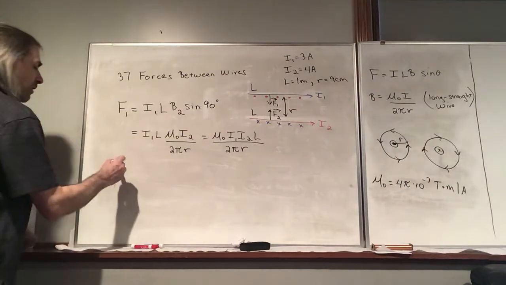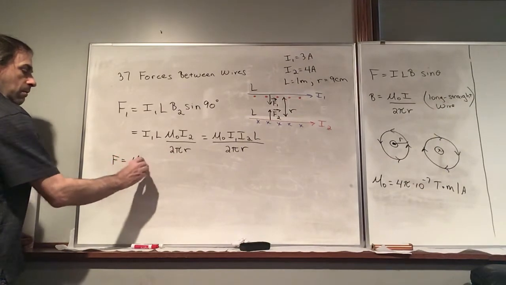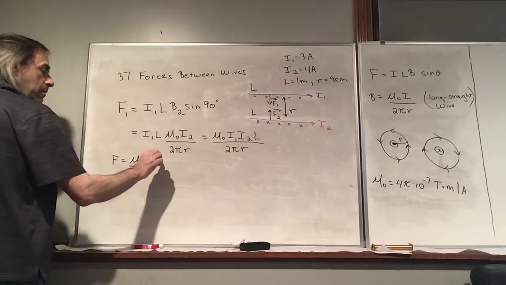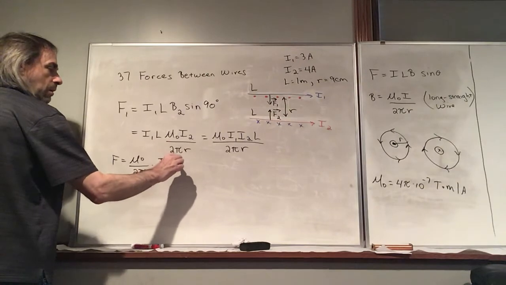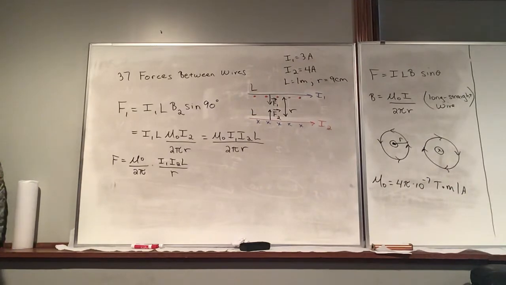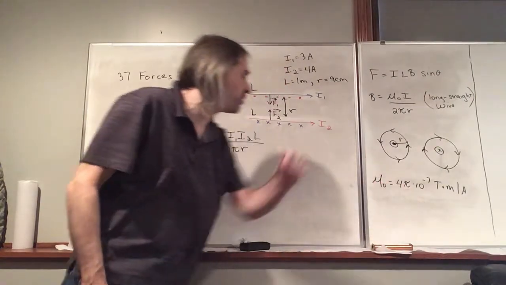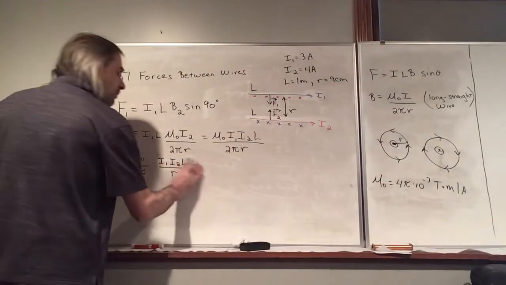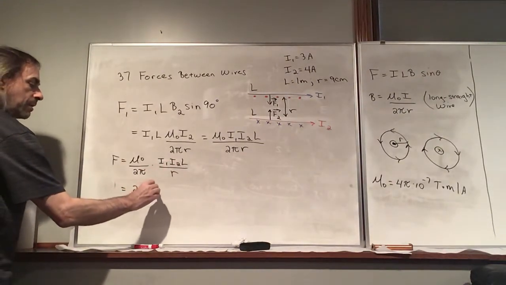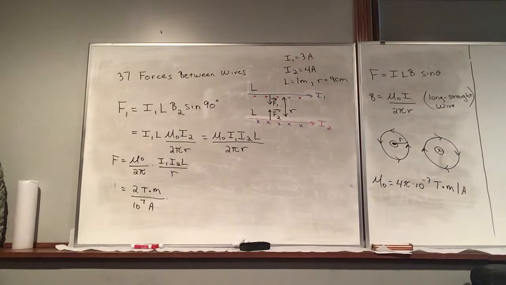What I'm going to do is write the force between these wires as mu naught over 2 pi, and I'm just going to break it up into two pieces. So again, it's algebraically exactly the same thing. But mu naught over 2 pi, if we divide this by 2 pi, we just have 2 times 10 to the minus 7. So we have 2 Tesla times meters over 10 to the 7th amps.